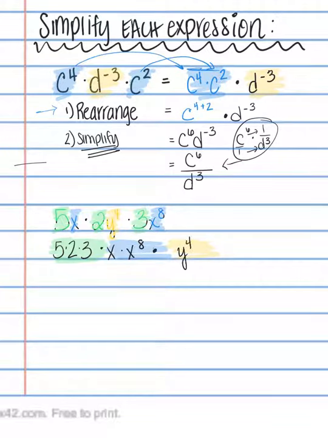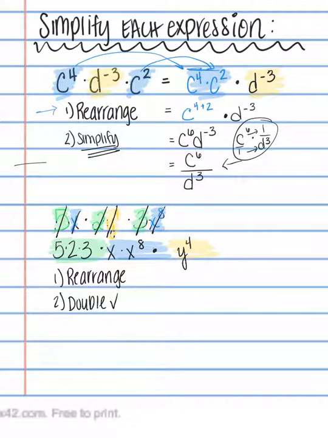All right, let's go up and check. I've got my 5, I've got my 2, I've got my 3, I've got my x's, and I've got my y's. Always go back and cross out. So you're going to rearrange, double check that you got all your terms by crossing out, and then you're going to simplify. And remember, when I simplify, my final answer should not have any exponents. So now that I've done this, let's look at simplifying this guy.